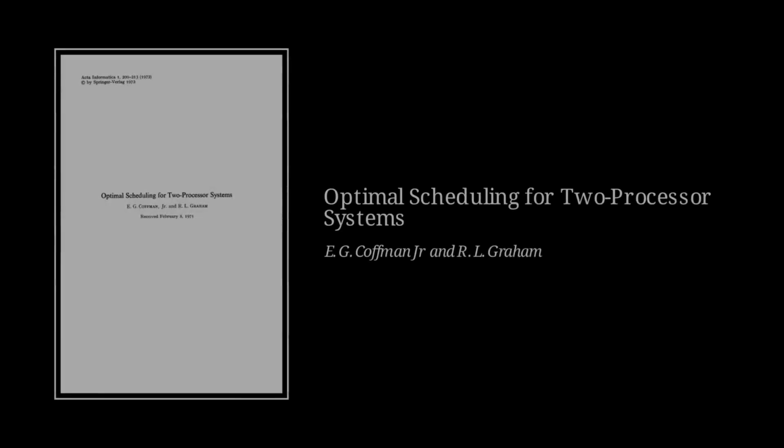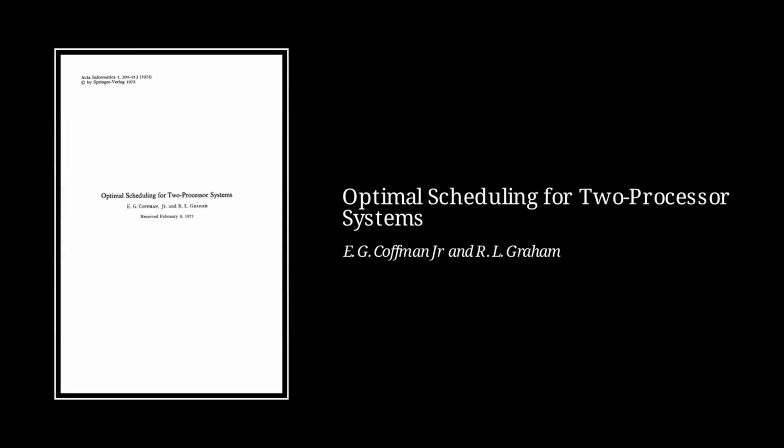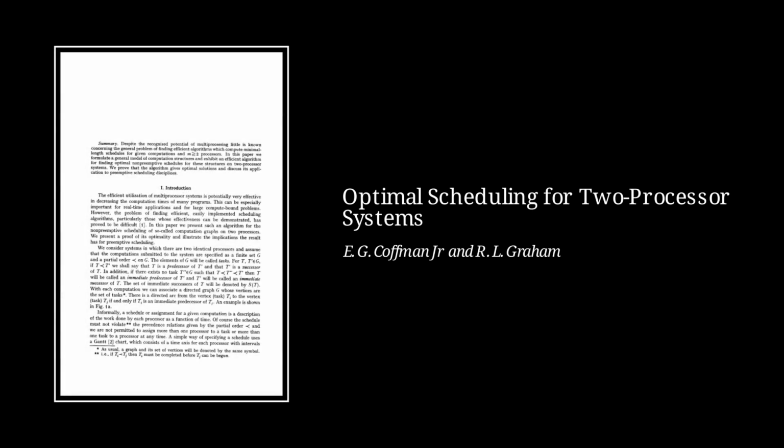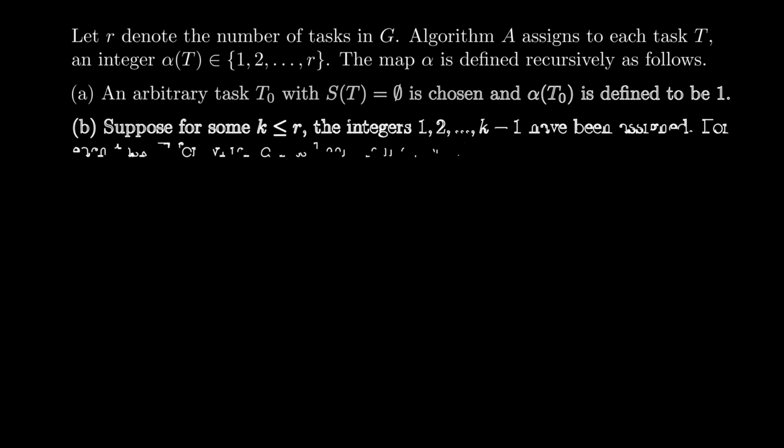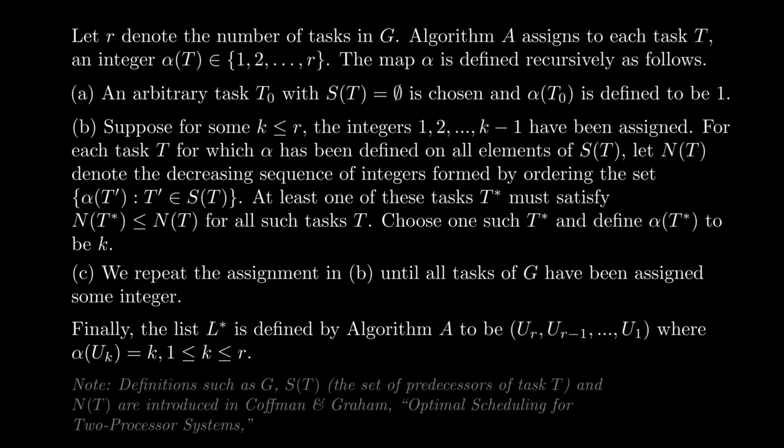This question was studied in the early 1970s, and an algorithm was found by Edward Coffman and Ronald Graham in their 1971 paper, Optimal Scheduling for Two Processor Systems. I will be referring to their method as the Coffman-Graham algorithm. Here is the full definition of the Coffman-Graham algorithm, as it appears in the original paper. The full definition is a lot to take in, so we won't be using this formal definition for now. Instead, we'll step through an example to build an intuitive understanding of how the algorithm works.